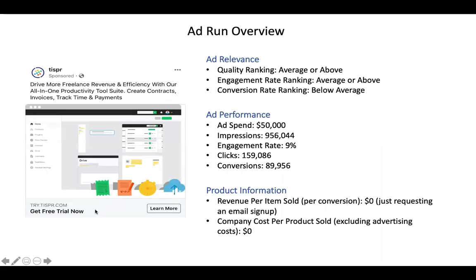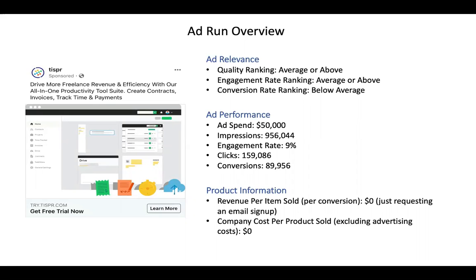Today, we're going to take a look at the ad run that we did for driving more freelancers to get their emails for leads. It came with a free trial. This is the ad as it currently stands and a little bit how it did. This is just a brief overview of the ad relevance. It was a good quality ranking, average or above. The engagement rate ranking was average or above, and the conversion rate ranking was below average. We are going to address that as we go on today and come up with maybe some solutions that'll help it perform better.